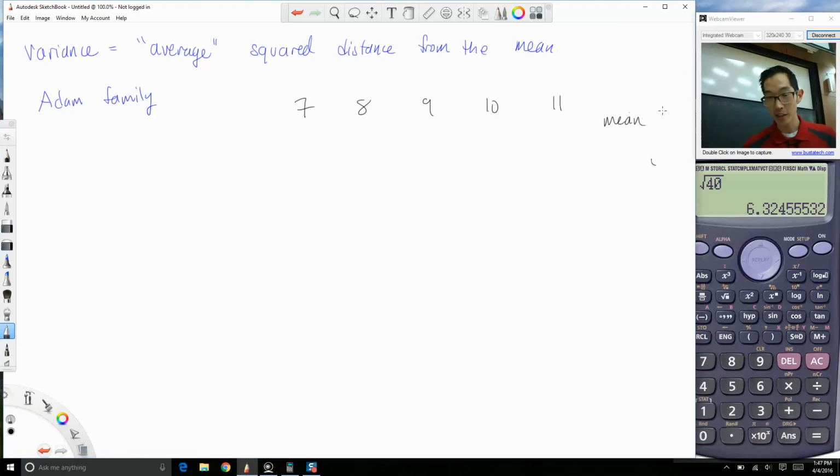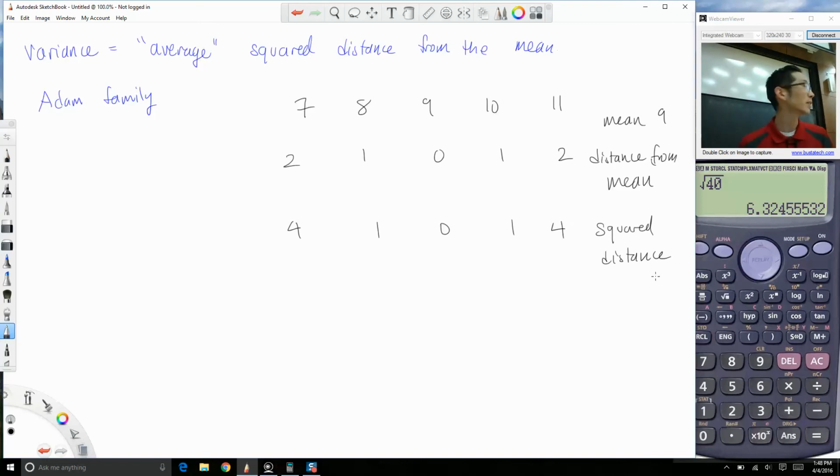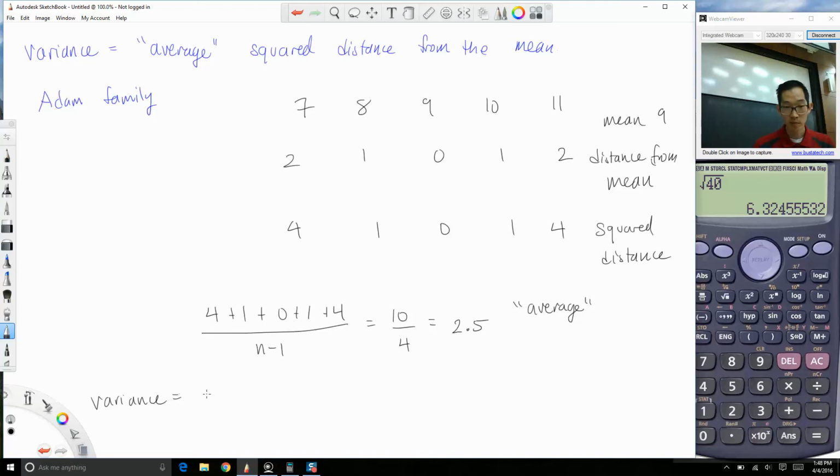The mean is 9. If we look at distance from the mean, we have 2, 1, 0, 1, 2. The squared distance is then 4, 1, 0, 1, 4. So far so good. The quote-unquote average will be 4 plus 1 plus 0 plus 1 plus 4, divided by n minus 1 rather than 5. So I've got 10 divided by 4, which is 2.5. My variance is equal to 2.5.